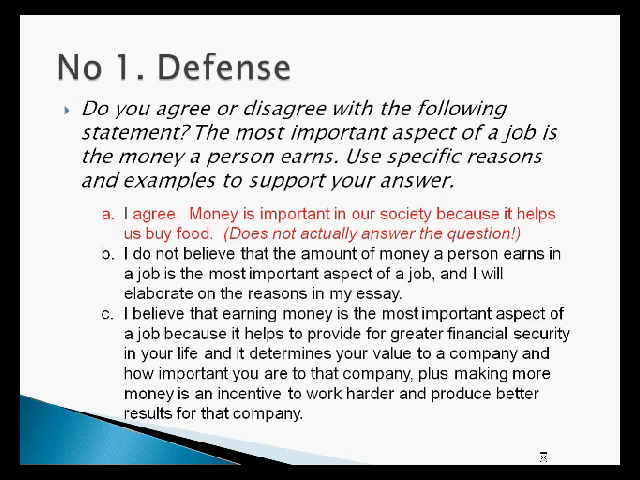Well, if you guessed bad example, you're correct, because the first one does not actually answer the question in the essay. It doesn't ask us whether money is just important in general. It's asking whether or not you actually believe it's the most important aspect of a job. So in this case, A is a bad example. Okay, what about the next example? Good or bad?